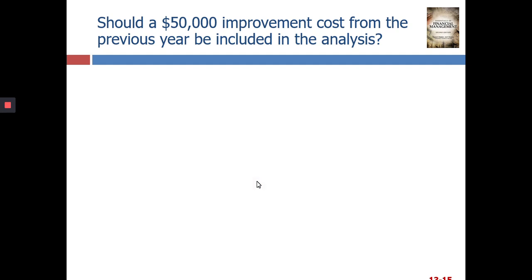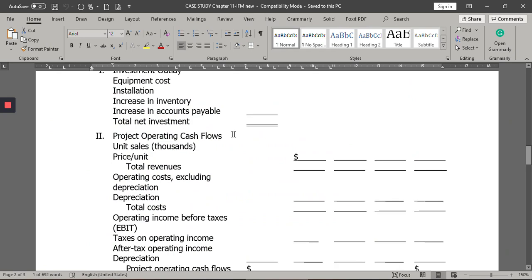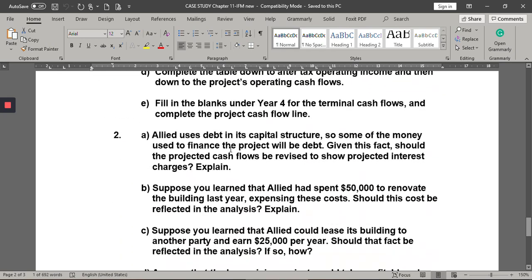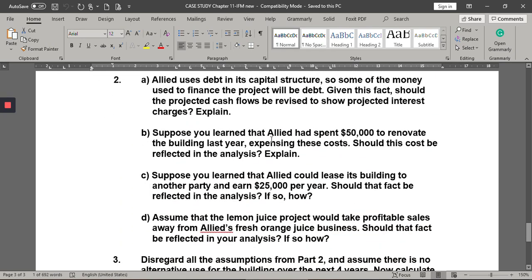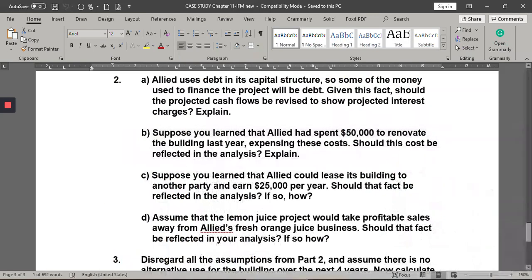And then the next question: should a 50,000 improvement cost from the previous year be included in the analysis? Suppose you learn that Allied spent 50,000 to renovate the building last year, expensing this cost. Should this cost be reflected in the analysis? Class, what do you think? Relevant, irrelevant?